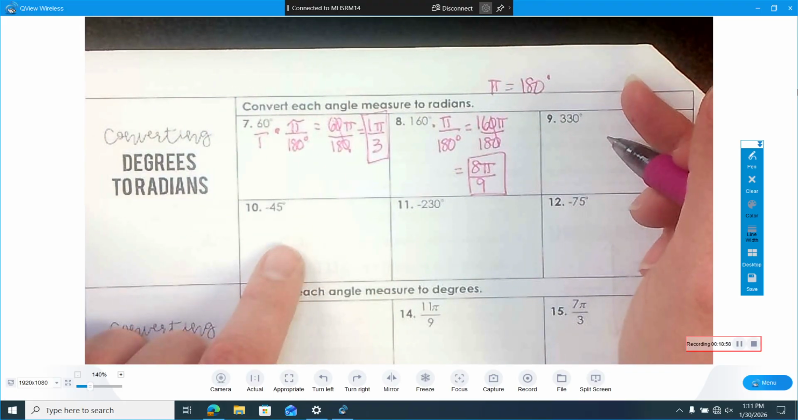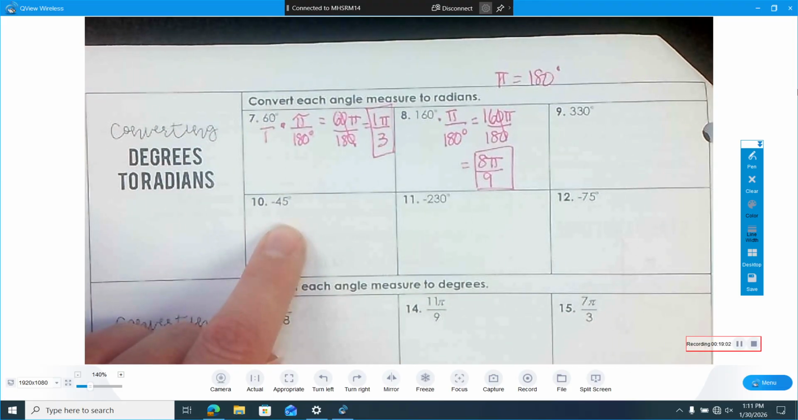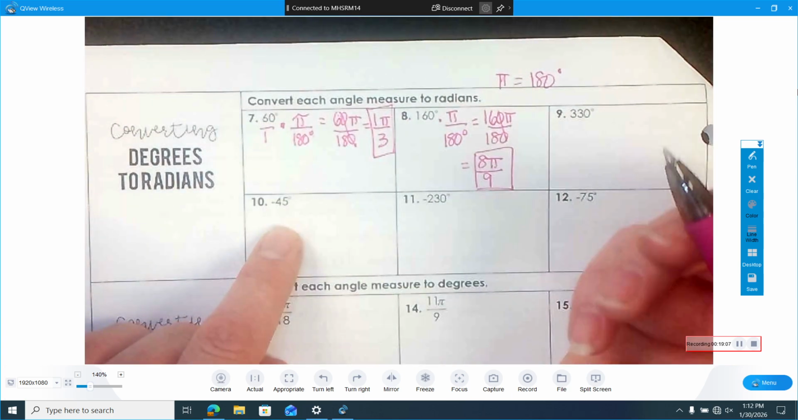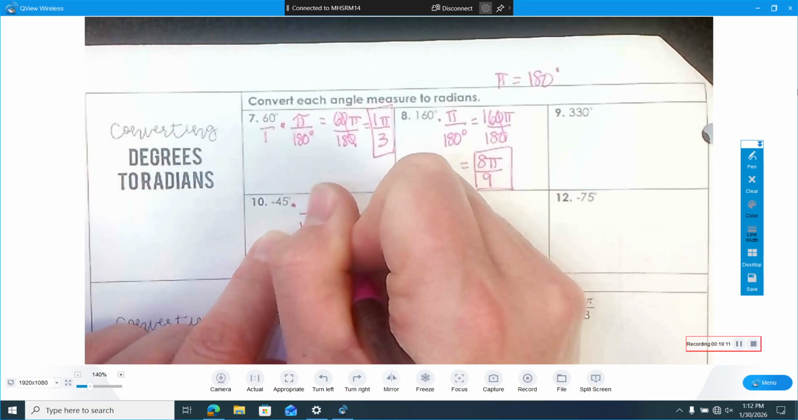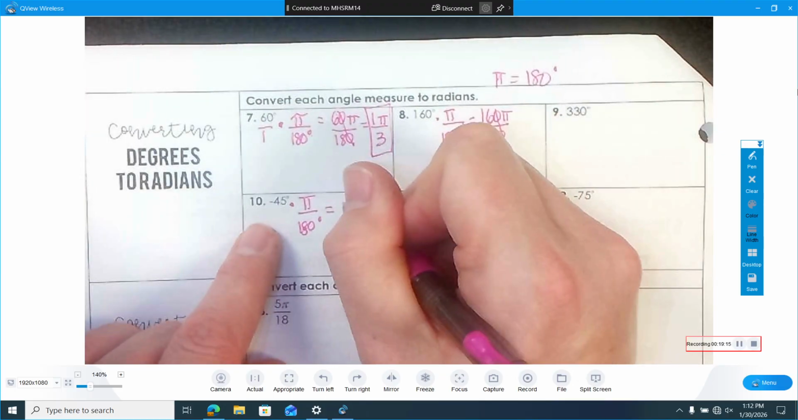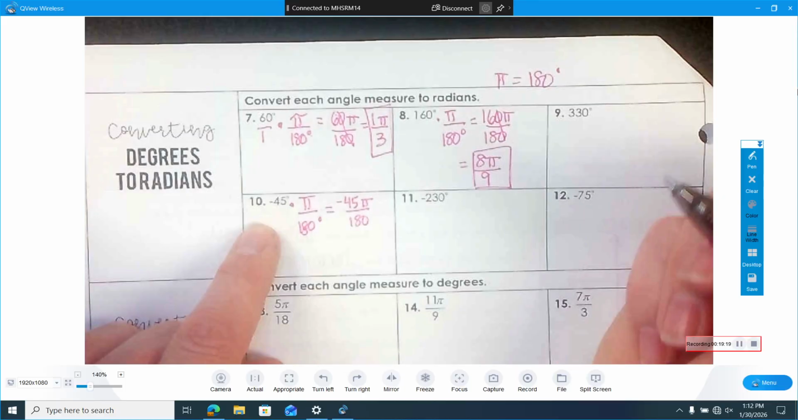Okay, let's try just fractions. That's all this is. We're just going to do fractions all over the place in trigonometry. Negative 45 degrees. I want to put 180 degrees on the bottom, pi radians on top, and multiply straight across. Negative 45 pi over 180.